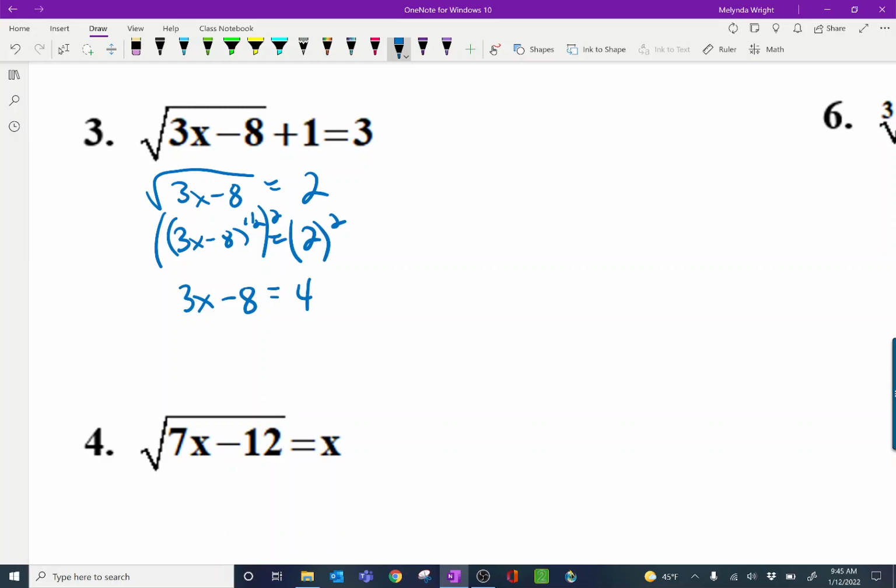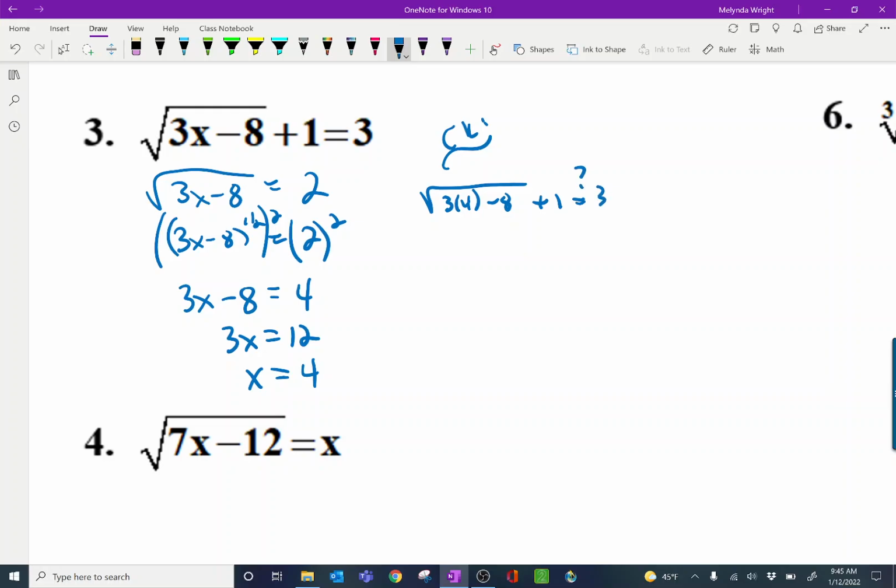So now that's just a regular old equation that we've been doing for years, right? So I'd add 8 over, and that gives me 12. And then I divide by 3, and that gives me a 4. So let's see, is that a legitimate answer? Let's do a little check over here. I'm going to take the 4 and put it in the original problem in place of the x, and see if that's true.